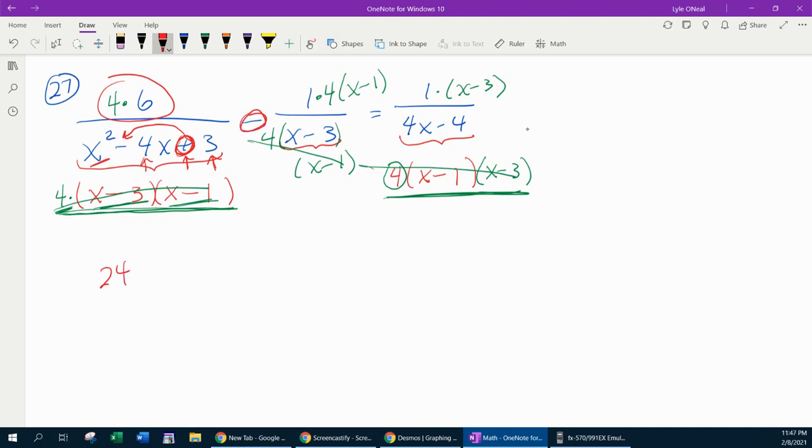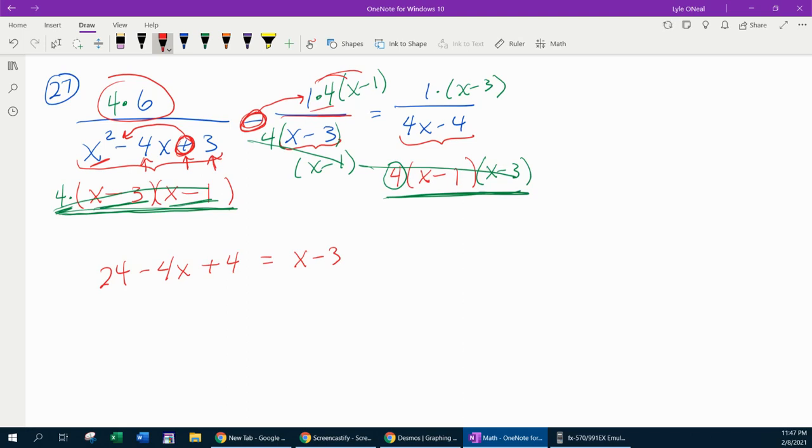Now this minus, I'm going to go ahead and attach that to the 4. When I distribute, be very careful. This minus in front of this fraction has to distribute. So that'll be negative 4 times x makes a negative 4x. Negative 4 times negative 1 makes a plus 4. And then that's going to equal 1 times anything is itself. That's going to equal x minus 3.